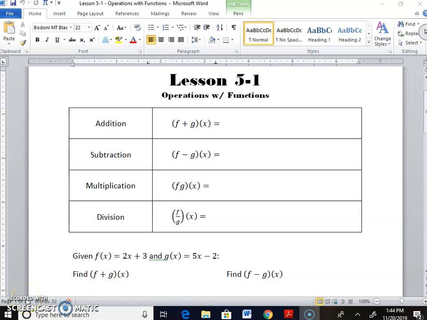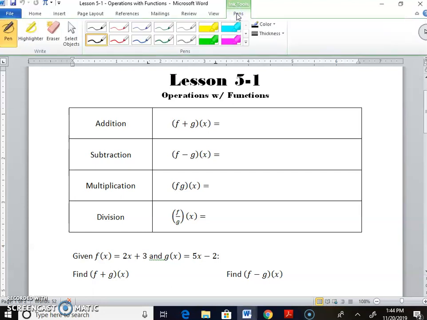Okay, lesson 5.1 is going to start out with what is called operations of functions. Essentially, what we're going to be doing with operations of functions is you are going to be given two functions like f of x and g of x, and you are going to be asked to either add, subtract, multiply, or divide these two functions.